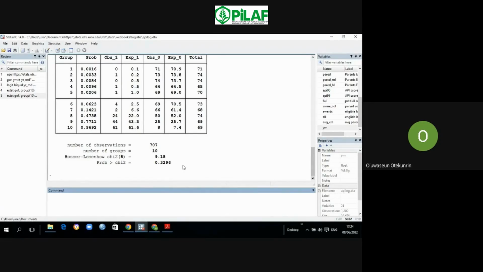Most times we denote that 0.5 by C. So you can see C there. So that is the cutoff. An observation is classified as positive if its predicted probability is greater than or equal to 0.5. Otherwise, the observation will be classified as negative.